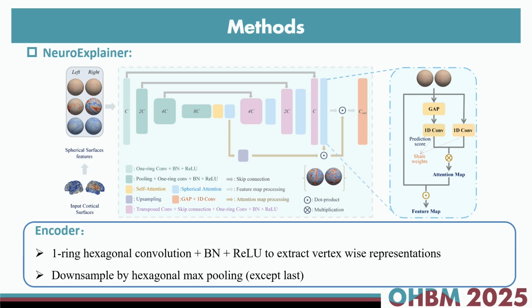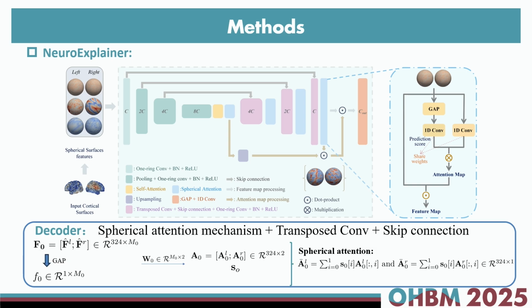It has 4 spherical convolution blocks. Each uses 1-ring hexagonal convolution plus batch norm and ReLU to pull out vertex-level features. We downsample with hexagonal map pooling, except in the last layer, to feed the next stage. The decoding branch gives fairly coarse explanation factors. To fix this, we design a learnable spherical attention mechanism for weakly supervised precise localization.